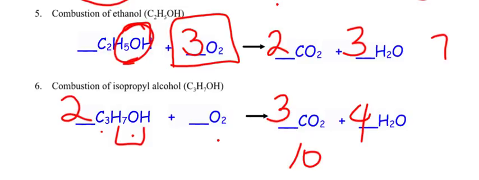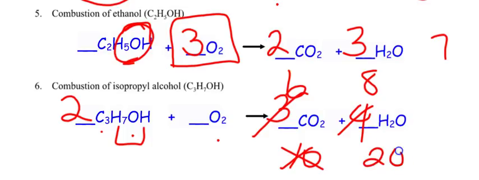Oh, Mrs. Vanderwall, now these are all going to be messed up. Well, yeah, you're right. So I'll do that instead. So now I don't have 10 oxygens. It looks like I have all 20 oxygens. 2 of them come from over here, so the remaining 18 comes from there.